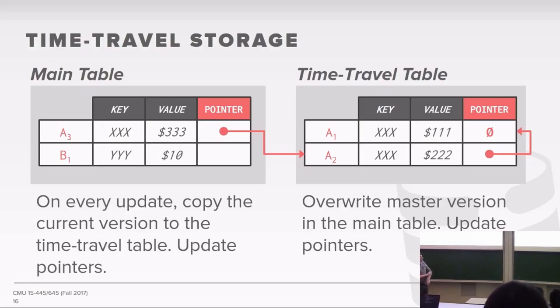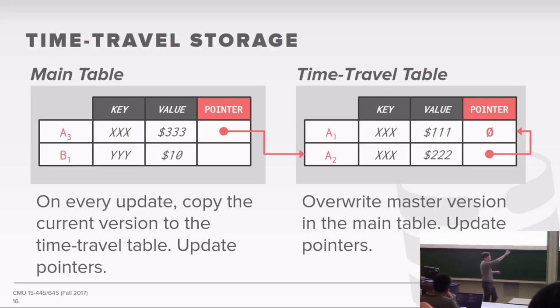So there are some implementations of this where you do the reverse. The oldest version is always stored in the main table, and then when you do garbage collection, you move whatever is the oldest version now over there. There's no one way better than another. There are all these different design decisions you have to deal with.